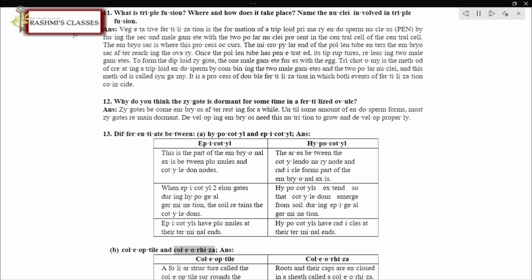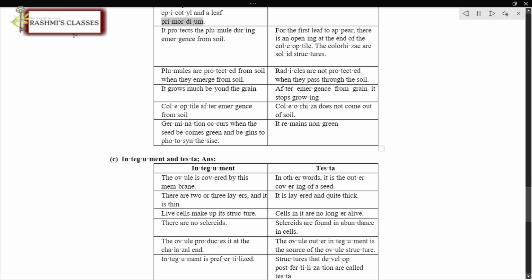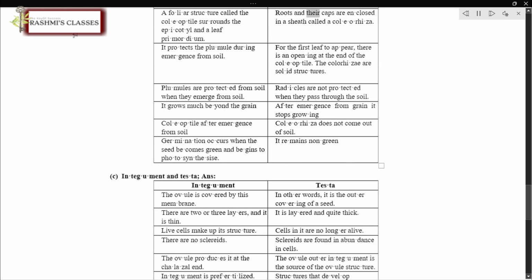Coleoptile and coleorhiza. Ans. Coleoptile: a foliar structure called the coleoptile surrounds the epicotyl and a leaf primordium. Coleorhiza: roots and their caps are enclosed in a sheath called a coleorhiza. It protects the plumule during emergence from soil.